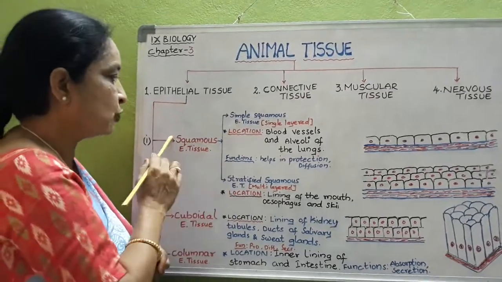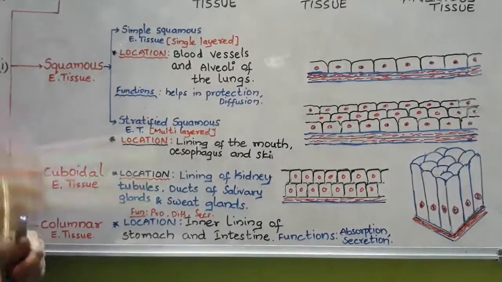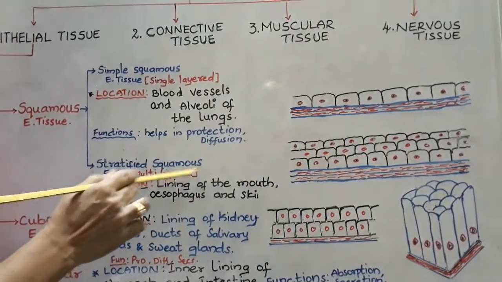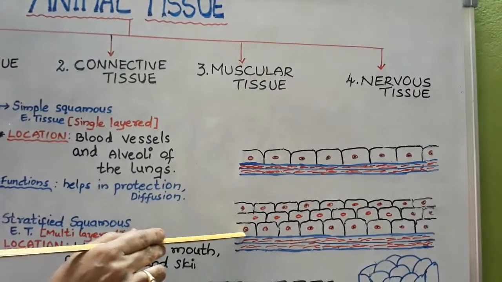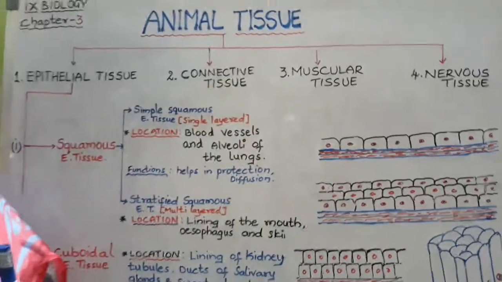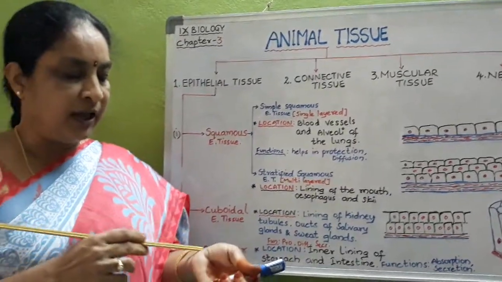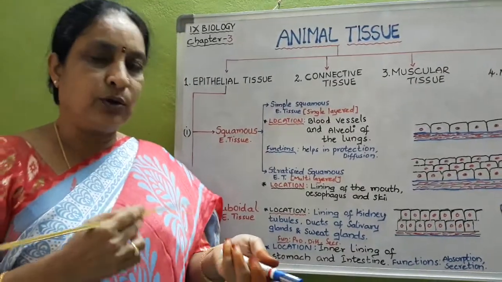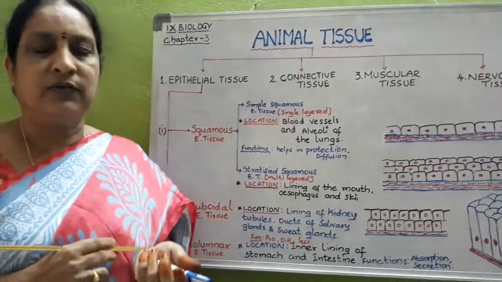The second type of squamous tissue is stratified squamous epithelial tissue. Here, simple tissue is single-layered, and this one is multi-layered. You see here, there are many layers. Where there are many layers in our body, they should be protected very strongly. It means they are in the skin. Our skin has many layered stratified squamous tissue because we sometimes get wounds or burns, and this tissue protects us from those situations.